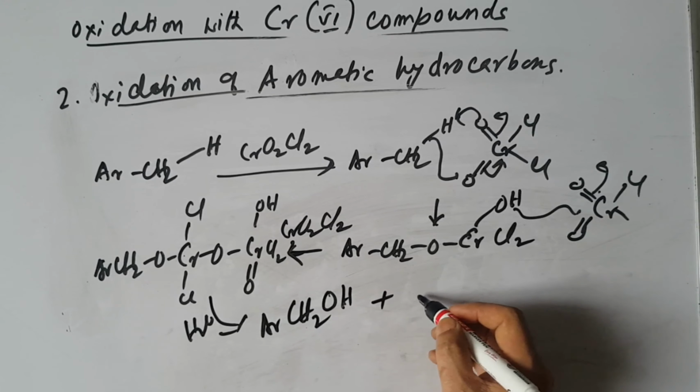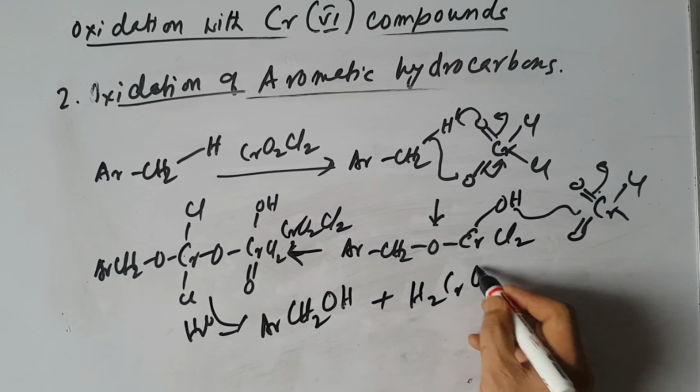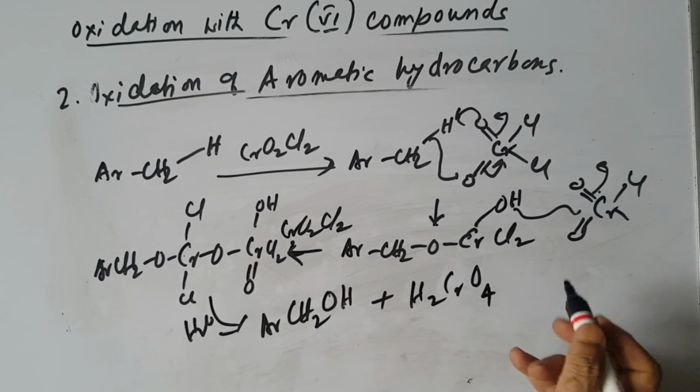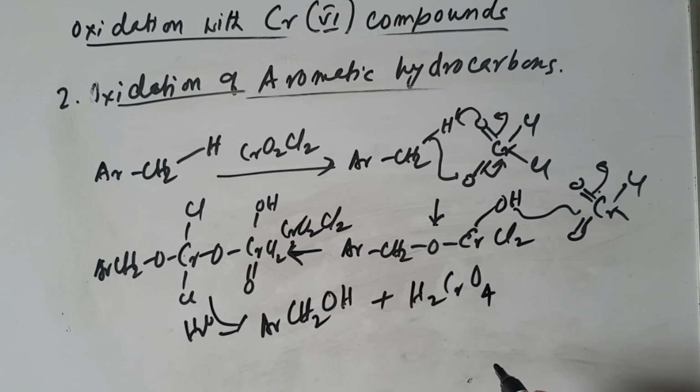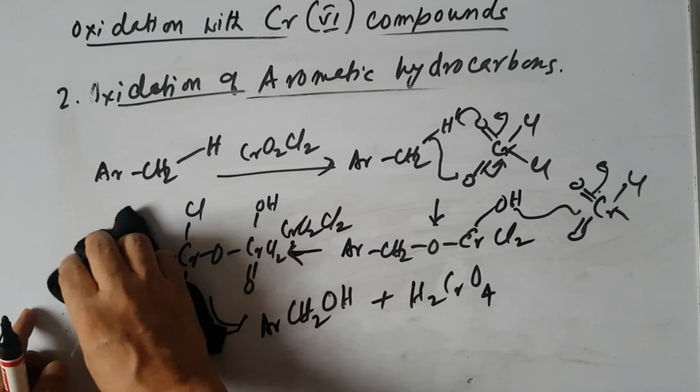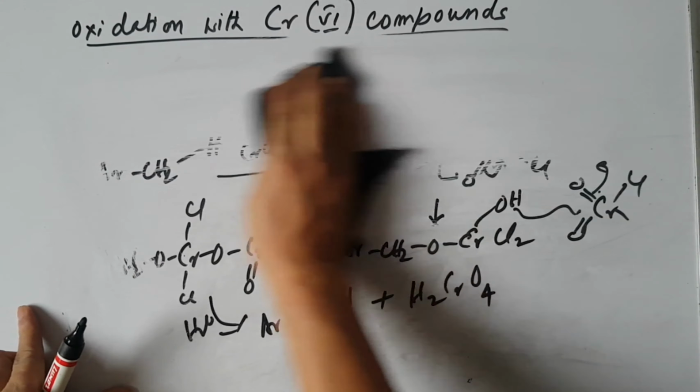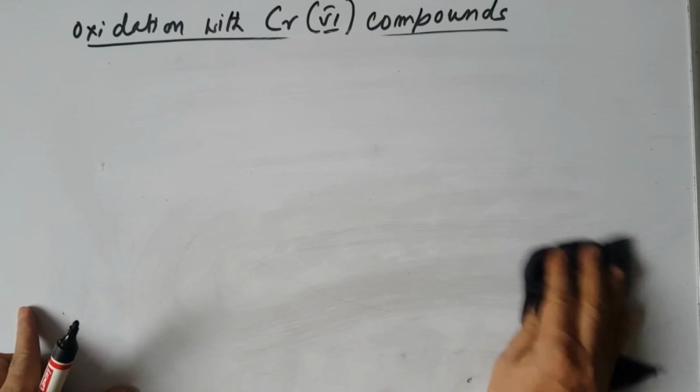are converted to alcohols, and we have chromic acid, H2CrO4. So this is the mechanism of oxidation of aromatic hydrocarbons by chromium compounds. In this case, chromium chlorides are used. Now let's have the third one, oxidation of aldehydes and ketones by chromium compounds.